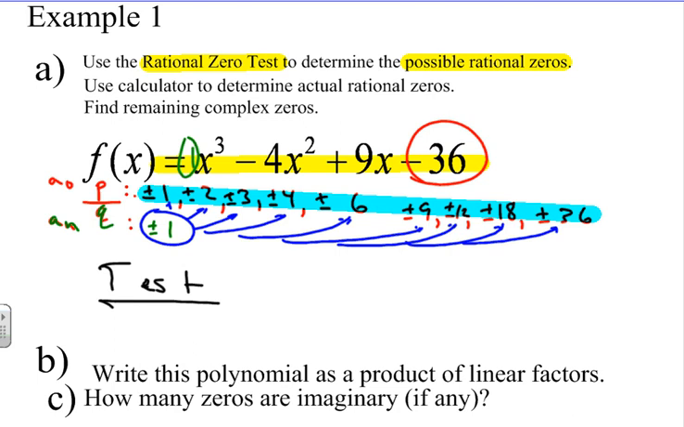When we test these values, we have to use synthetic division, or plug every single one of these in to see if we get a value of 0. You're looking for P over Q, whatever those values are, plugging them into your function, and looking for a value of 0. Well, that is very long and tedious. So in order to make this a little bit quicker, we're going to use our calculator to determine the actual rational zeros.